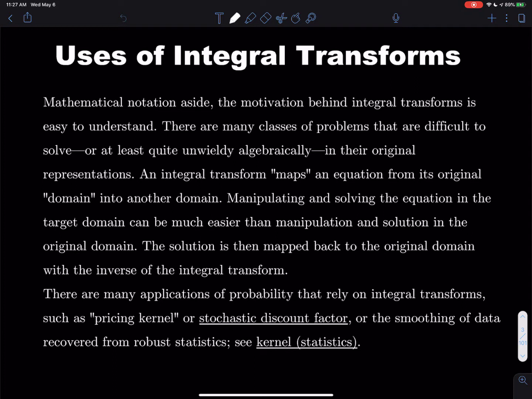Mathematical notation aside, the motivation behind integral transform is easy to understand. There are many classes of problems that are difficult to solve, or at least quite unwieldy algebraically, in their original representations. An integral transform maps an equation from its original domain into another domain, manipulating and solving the equation in the target domain, which could probably be easier than doing it in its natural domain, and then ultimately achieving a solution.